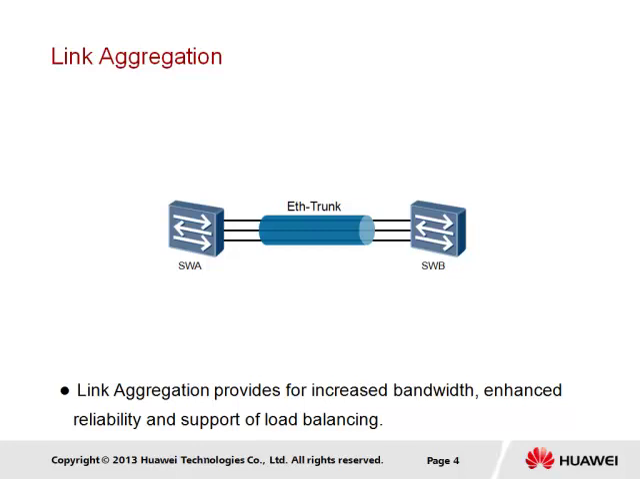We represent here how the communication between the two switches in the form of switch A and switch B is supported by the bundling of multiple physical links into a single logical Ethernet trunk.